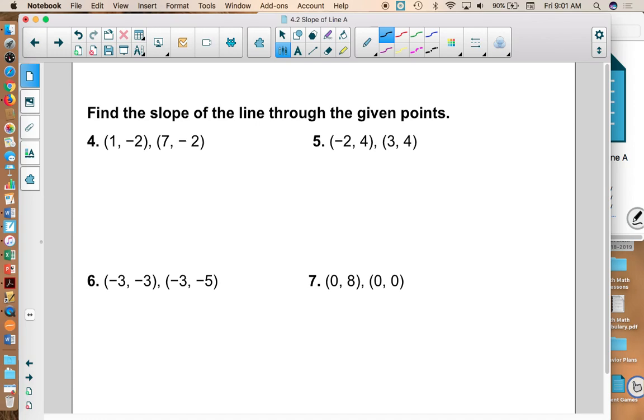You have to be able to calculate it. So Natalie, how am I going to calculate this? -2 minus -2 over 7 minus 1. So what do I get when I do -2 minus -2?